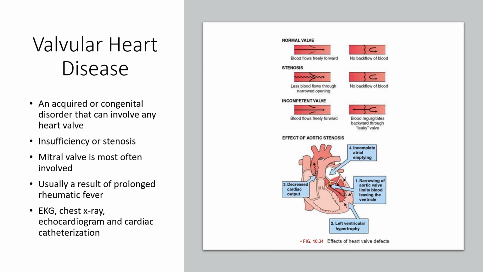Valvular heart disease is an acquired or congenital disorder that can involve any of the four valves of the heart. So it can affect the aortic, the pulmonic, the mitral, or the tricuspid valves. And this condition can form in the form of either insufficiency or stenosis. Let's talk about insufficiency first. Insufficiency is the failure of the valves to close completely, and this is going to allow blood to be forced back into the previous chamber as the heart contracts.